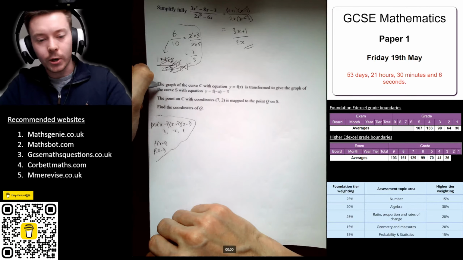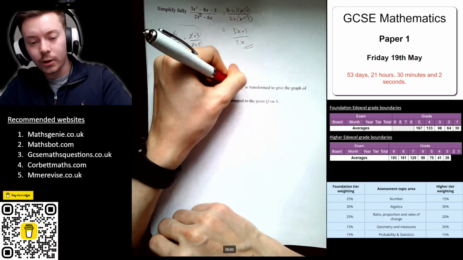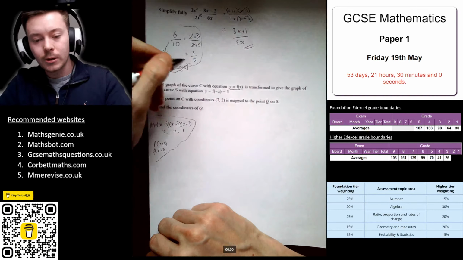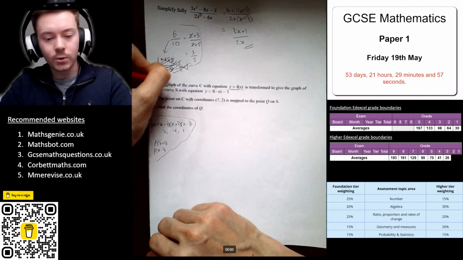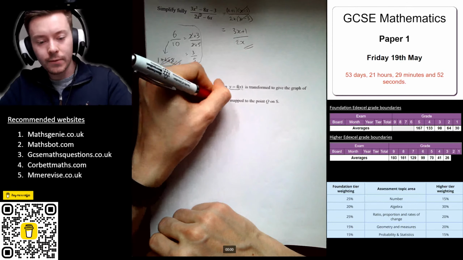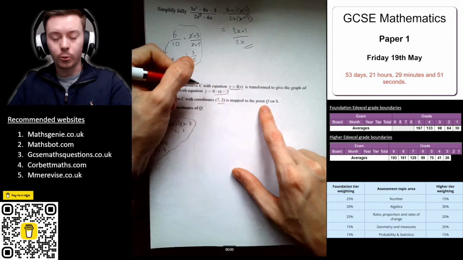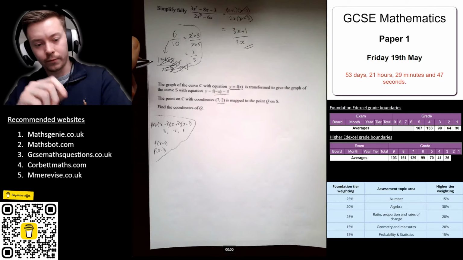Okay, so we start reading this question. The graph of the curve C with equation y equals f of x is transformed to give the graph of the curve S with this equation. This is how they like to lay it out with transformations, which is why you put f of x here. Point C with coordinates (7, 2) is mapped to the point Q on S, where S is this curve up here. Find the coordinates of Q.